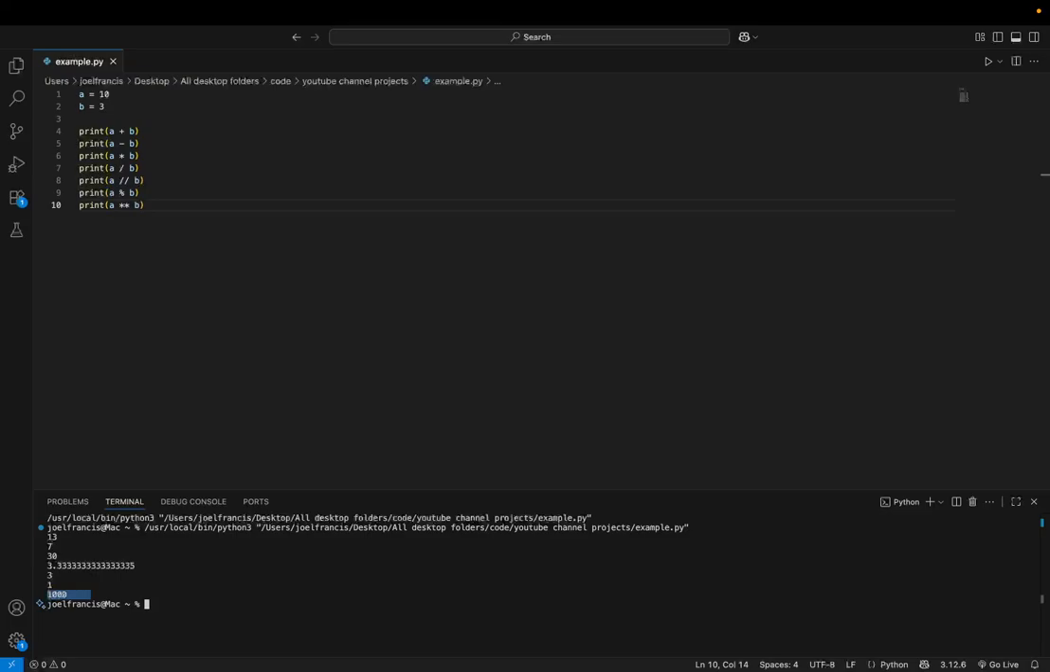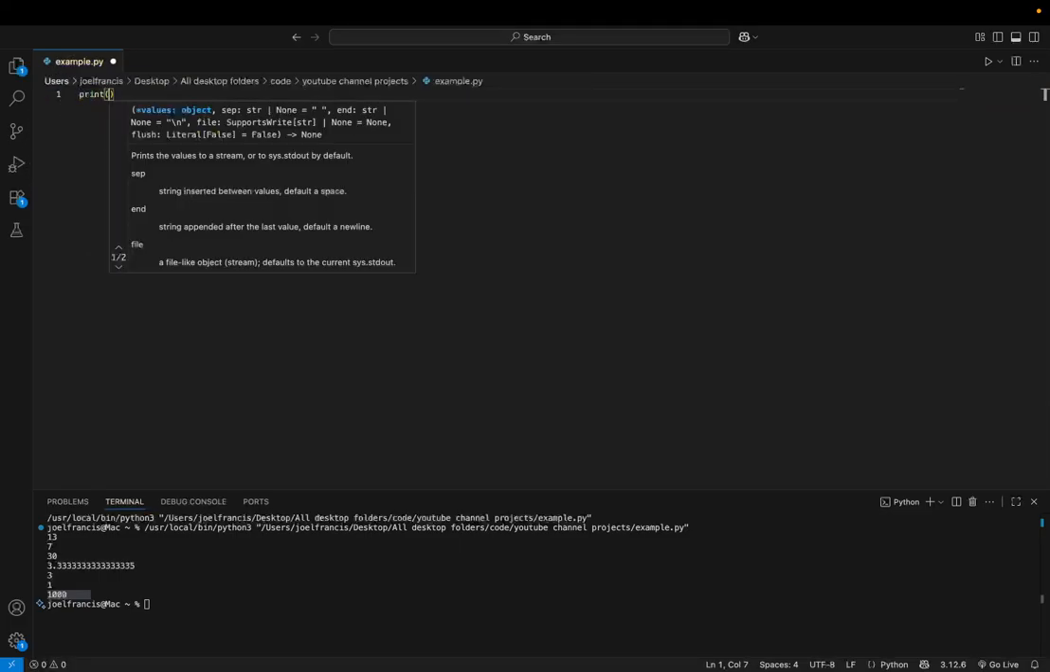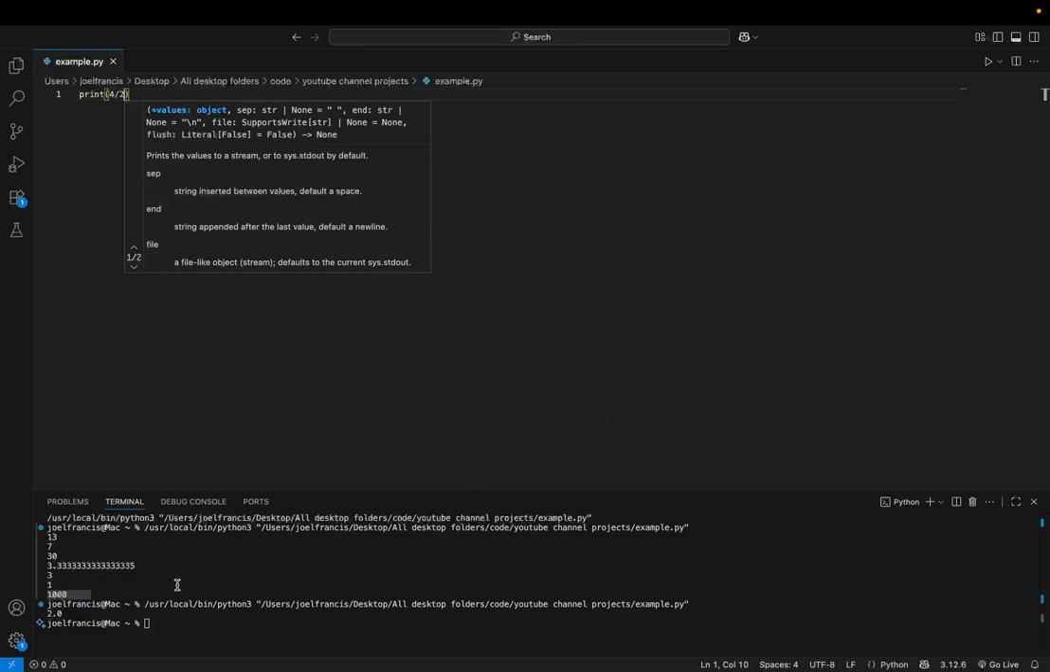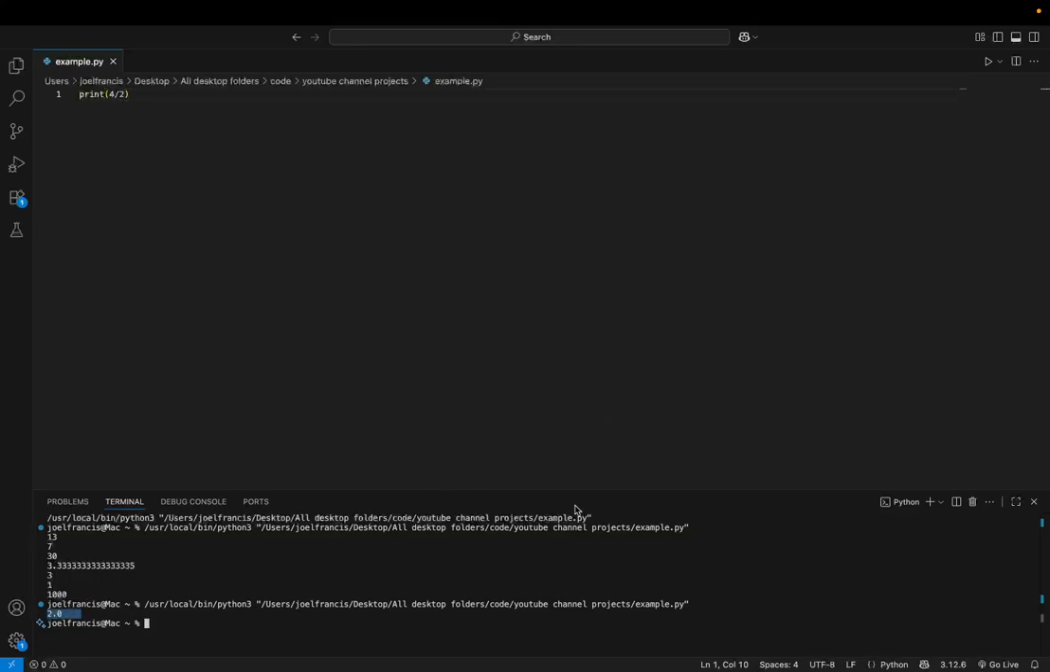Something else to note here is that in Python 3, the division operator always gives a decimal, a float, even if the answer is a whole number. For example, 4 divided by 2 gives 2.0. So I'll print that out so you can see it in the terminal. Here it is.